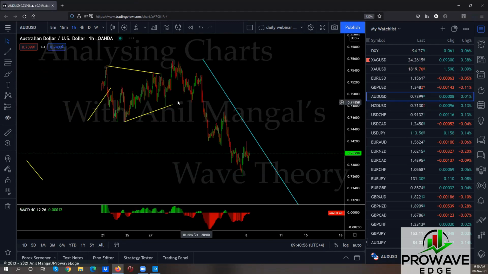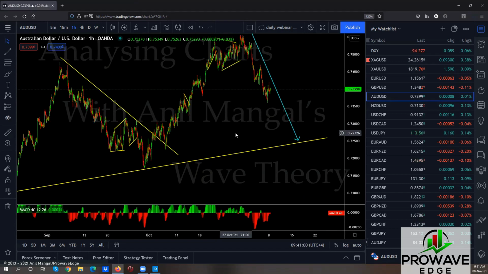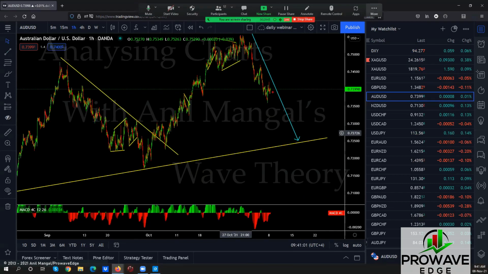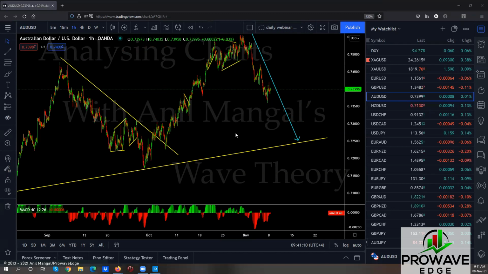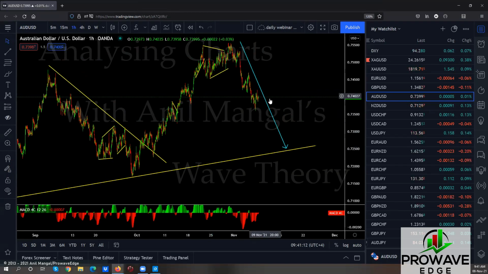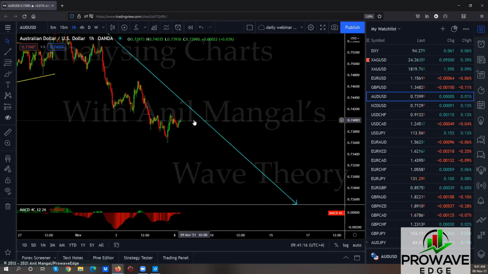Aussie could continue to drop. I don't think Aussie is going to go up as yet. At least we will get some more drop to about this level before we make any attempt to go up, even if we think this is making more waves in it like this, right? Continue back one more up. Possible, not necessarily. But can it make a deep pullback before that happens? Yes, especially if it's a corrective structure going down.